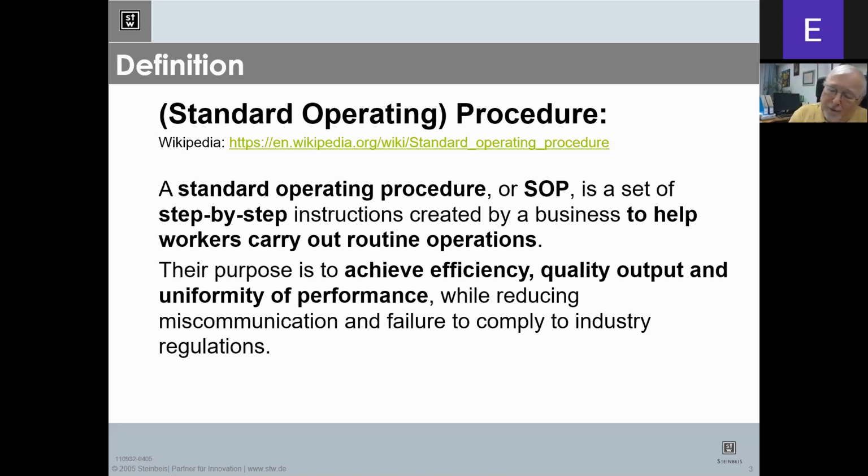If you have, say, 5 curators and every curator is using a different procedure and a different way to document an object, then you might have a problem harmonizing this. And you should have standards for how to do it. That's where Spectrum comes in. These are guidelines, more or less. And the purpose is to have a quality output and uniformity of performance. And we should reduce miscommunication and failure to comply with industry regulations.